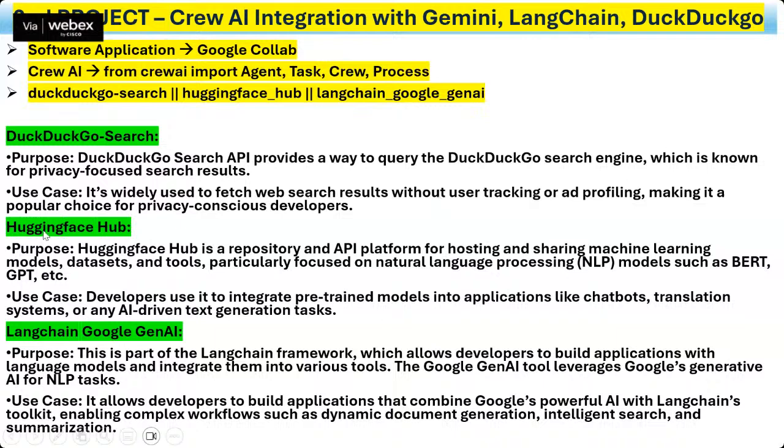It is a search engine known for privacy-focused search results. It is widely used to fetch web search results without user tracking or profiling, making it a popular choice for privacy-conscious users. See, what is meant by privacy? If I post my documents and enter my personal details, nobody should give my documents to someone else. So DuckDuckGo search addresses those privacy concerns. It gives us open source results, which is better. Clear what is meant by DuckDuckGo search, everybody?